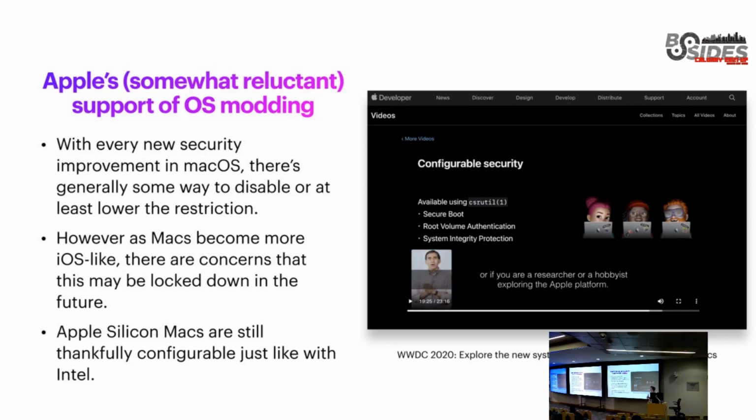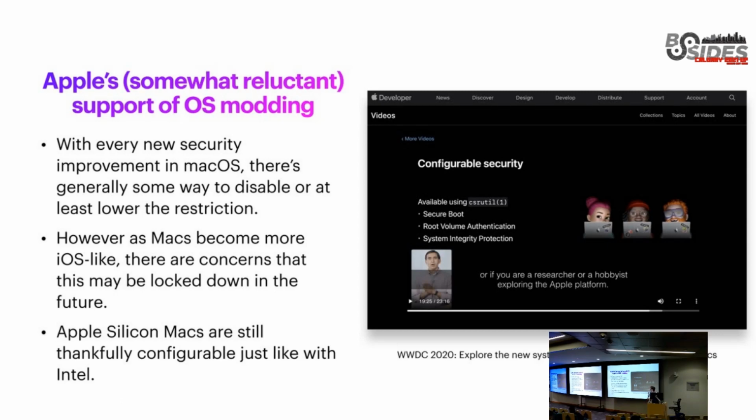So as I mentioned early on, every major macOS update generally changes something about the security architecture of the platform. Every other year is major changes, and then the other ones are minor. However, every time a new security feature is added, there's generally been some way for end users to lower it, disable it, or bypass it.